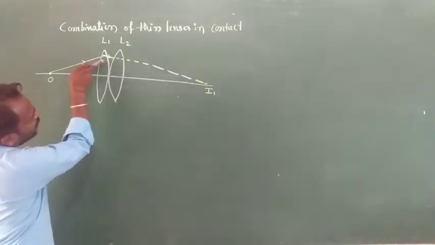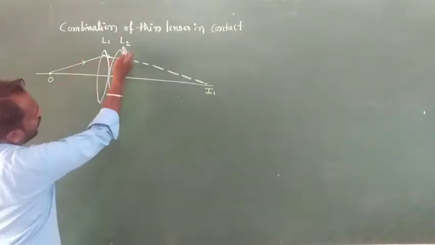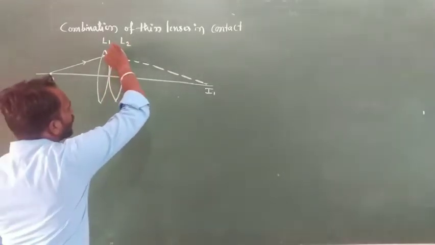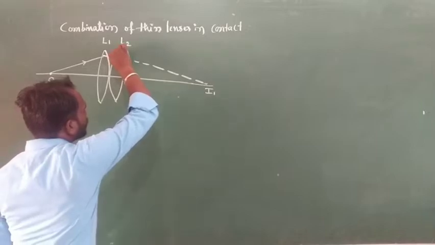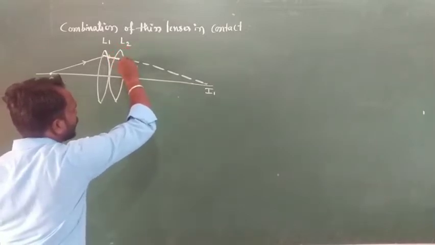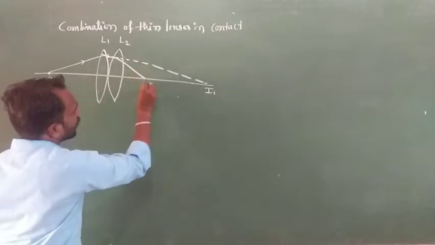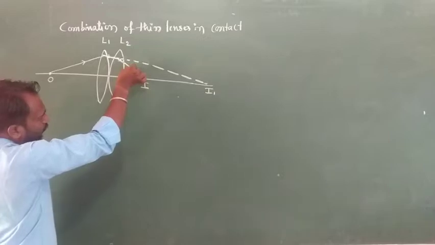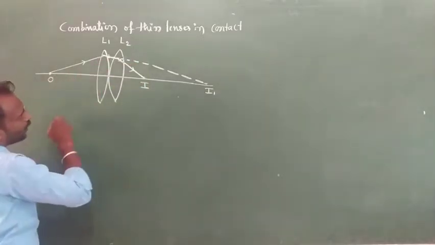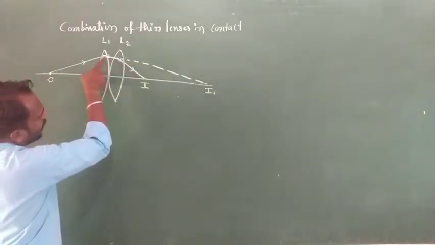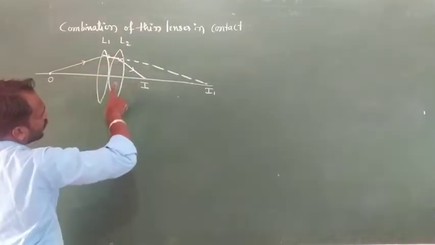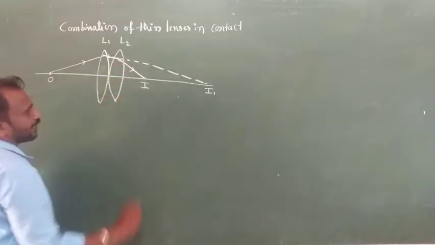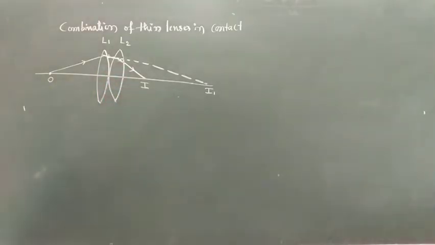Here, this is the refracted ray. This refracted ray is incident on the second lens. Then this light ray is refracted again, and here we get the final image. This image we call I. So this is the incident ray and this is the refracted ray. This refracted ray is incident on the second lens, refracted again, and here we get the image.